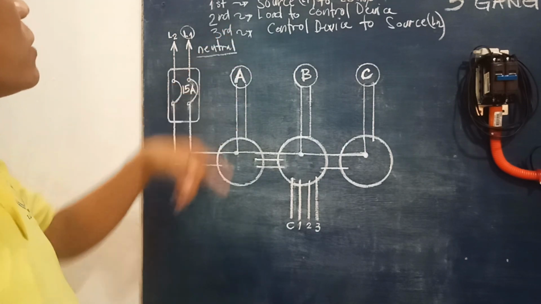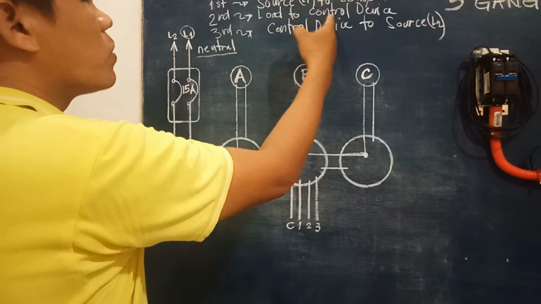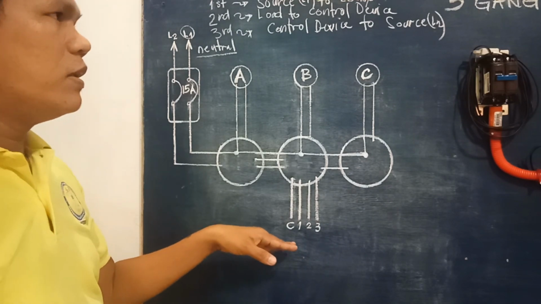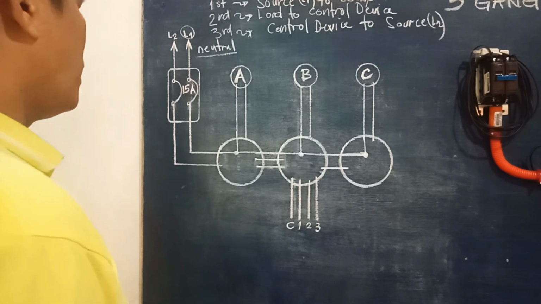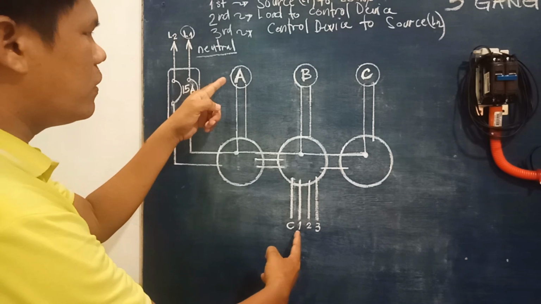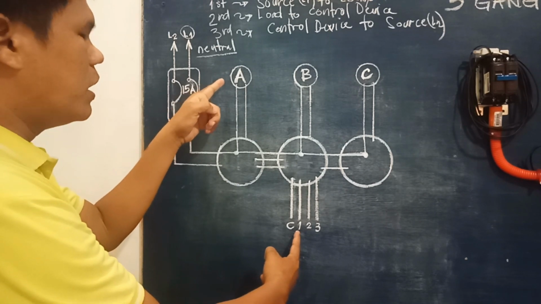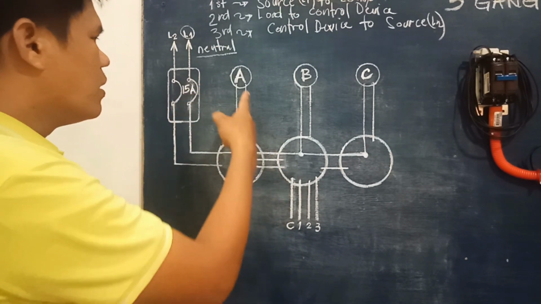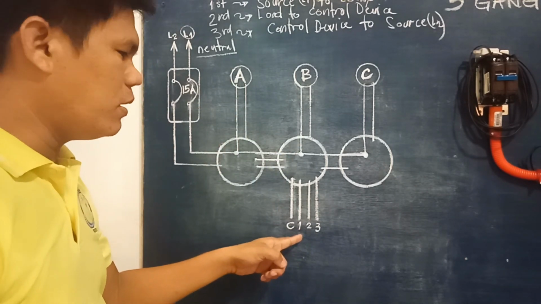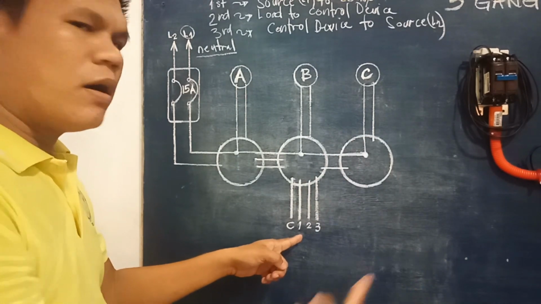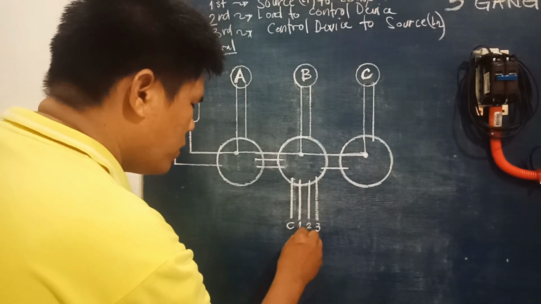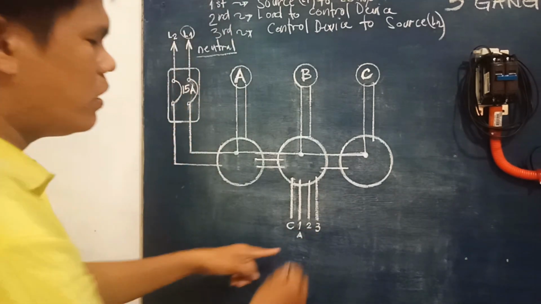Next, in the second cycle, we have here load to control device. So we have only one control device here, which is the 3-gang single pole switch already. So in this case, we have number 1 here, meaning this is intended for our bulb A. So the condition is bulb A to be controlled on the first terminal coming from the 3-gang single pole switch. So this one, number 1 here, let's use this for A only.